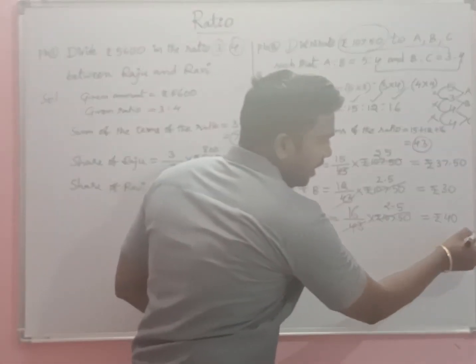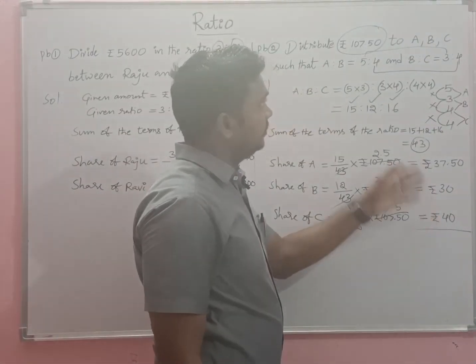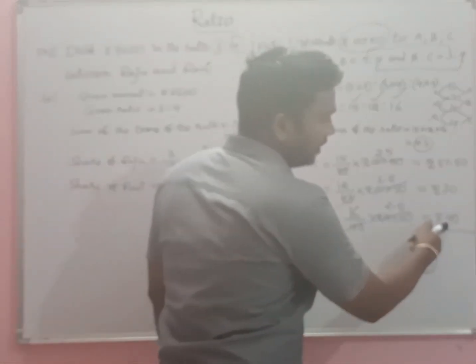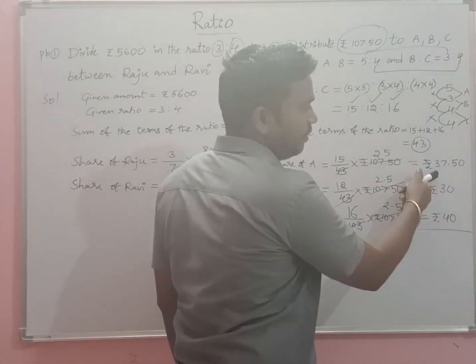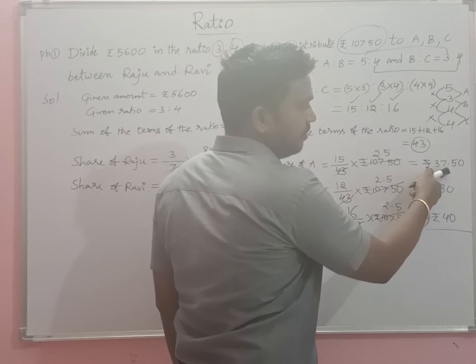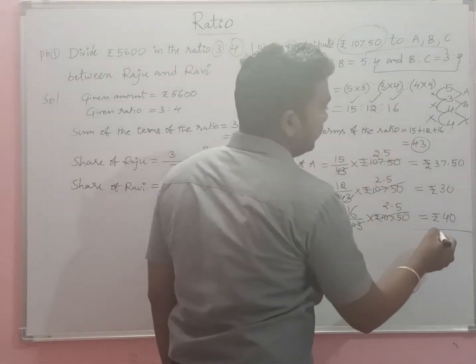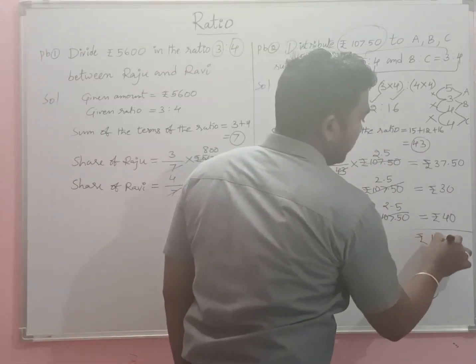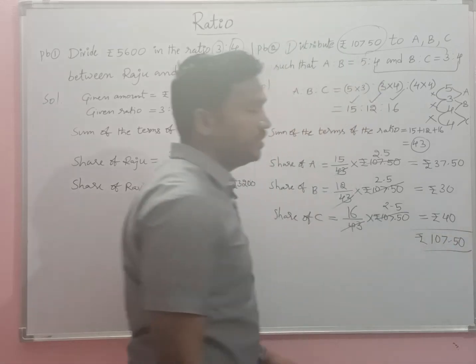So now if we add these three shares, we get the total amount. 40, 30, 70, 70 plus 37.50 is nothing but 107.50, 107 rupees 50 paisa.